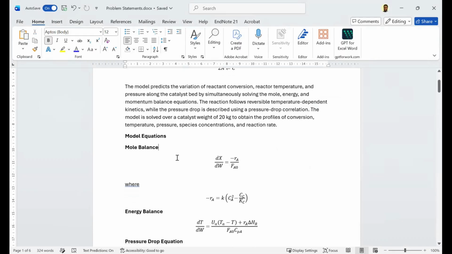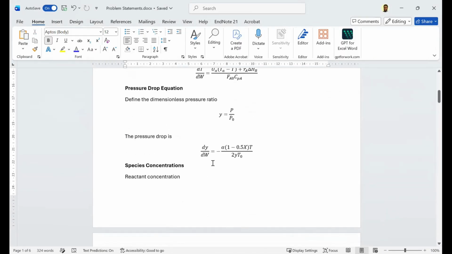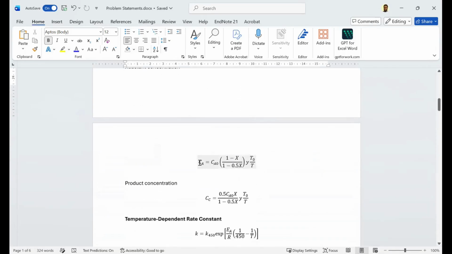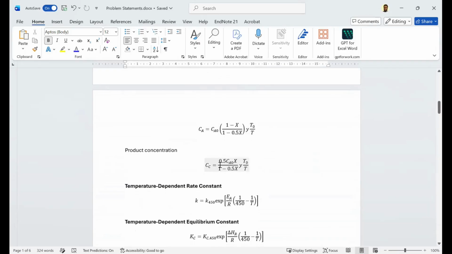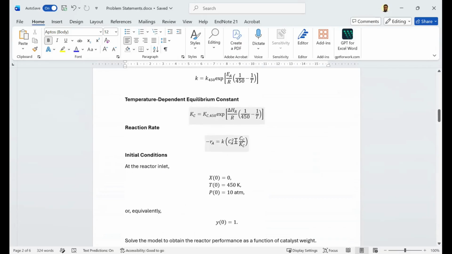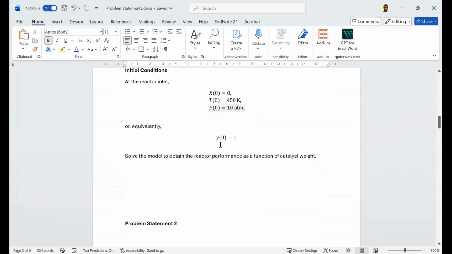Now you have the mole balance, you have the reaction rates, the energy balance, the pressure drop equation, then you have the concentration for reactant and for product, you have the rate constants. So we have K and Kc. Because it's reversible, the temperature dependent equilibrium constant Kc, and we have the reaction rate written at that, and then you have the initial conditions for X, T, and P.